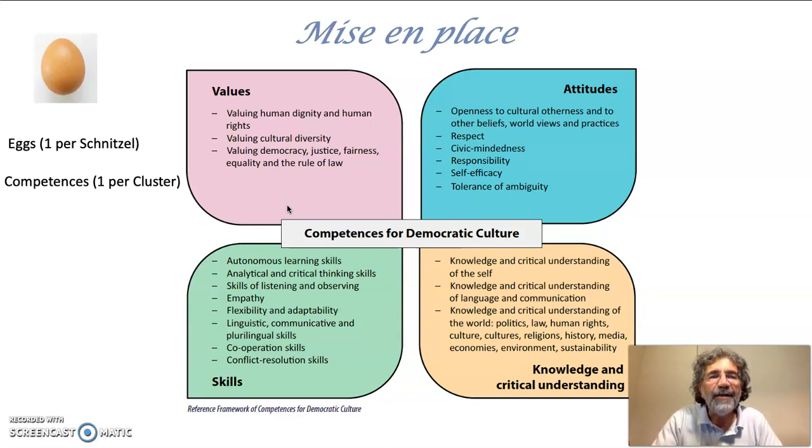If we don't agree that we share those common values, nothing can work. The recipe will have totally different results and taste. Knowledge and critical understanding is something that I know now that I didn't know before. Skills is something I can sufficiently do now that I couldn't do before. And attitudes is how I am now that I was not before. This means that all those competences for democratic culture are a way to show me how I can do things in order to be more democratic, more democratically efficient.